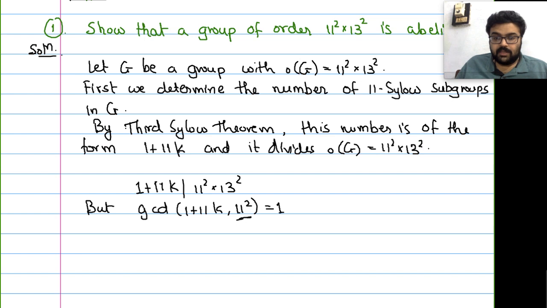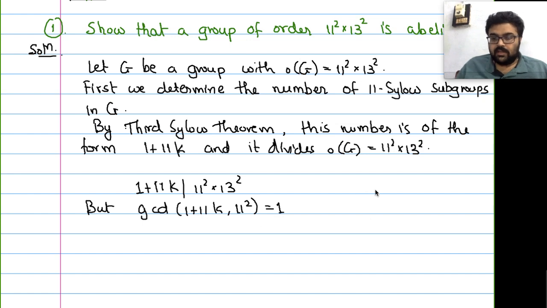If there is a common divisor, call it D. If D is the GCD, D divides 11 square and D divides 1 plus 11k. But D divides 11 square, so if D is not 1, then D is 11, and 11 divides this term. Therefore 11 divides 1, which is not possible. So the GCD is 1.